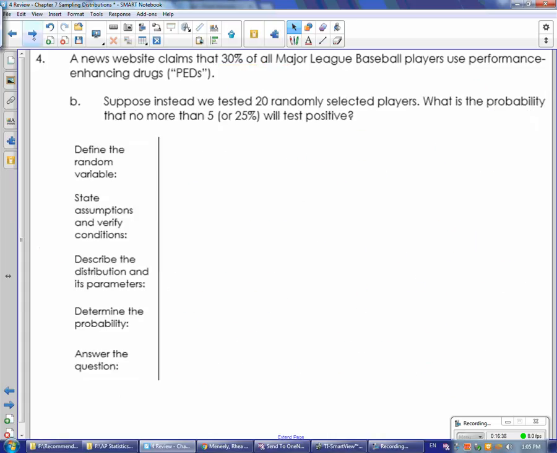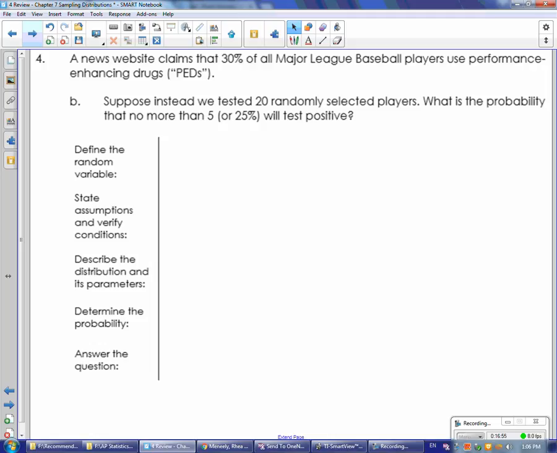All right, let's take a look at letter B. Same scenario, we're still looking at the same claim of 30%, but this time instead of looking at 200 athletes, we're looking at 20 randomly selected players. And we want to know the probability that no more than 5, or 25%, will test positive.